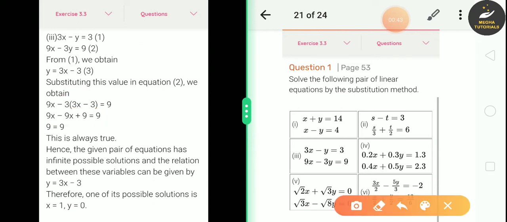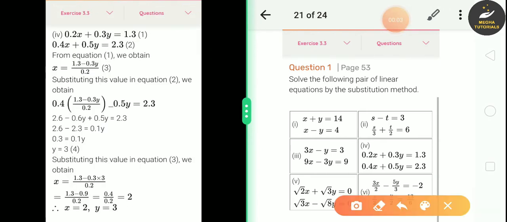Now in this case 9x and minus 9x will cancel and we will get 9 is equal to 9. It means the given pair of linear equations has infinitely many solutions. So you can take any values as the solution. We are considering one possible solution: x is equal to 1 and y is equal to 0.